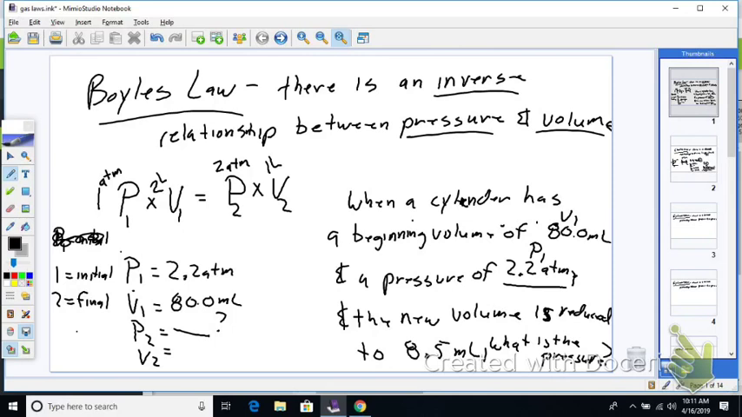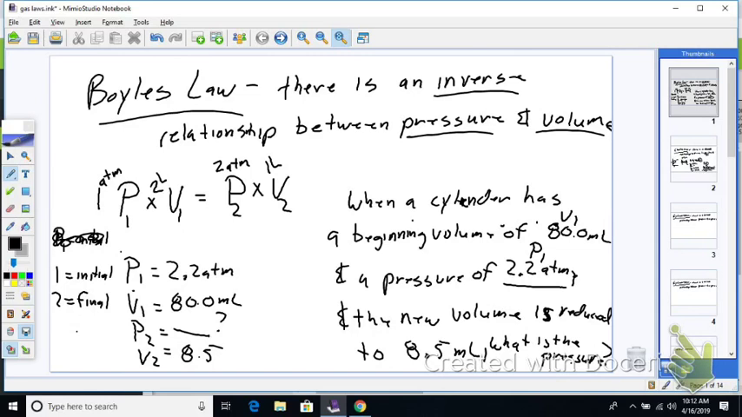And then V2. Okay, so before I even do this problem, I should have an idea what the number realistically is. Students often have a hard time with this, visually looking at how it should change before they even do the problem. So you look at this and go, okay, the volume's been reduced by a lot, by a ton, 80 to 8.5. What should happen to pressure? It should go up a lot.